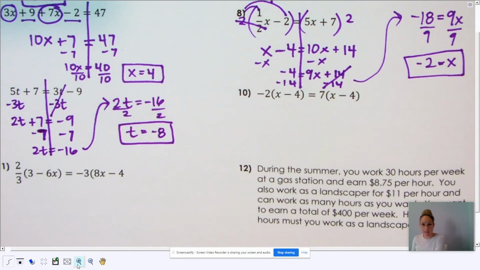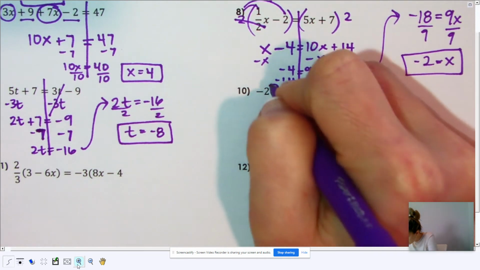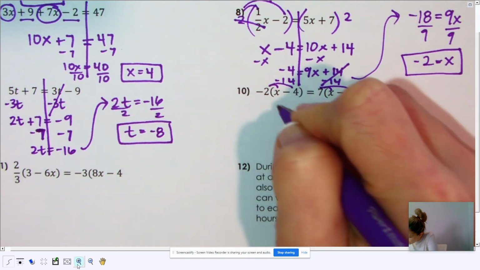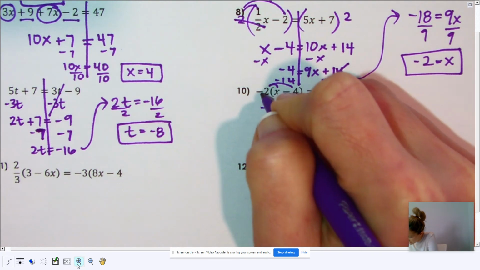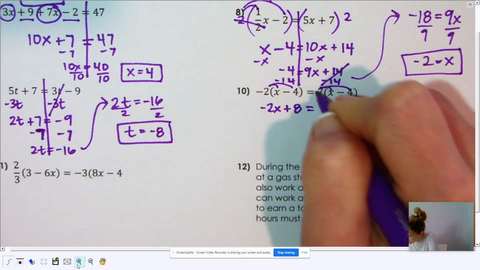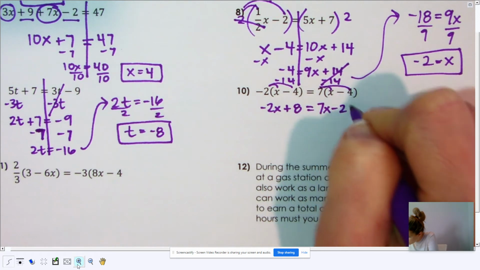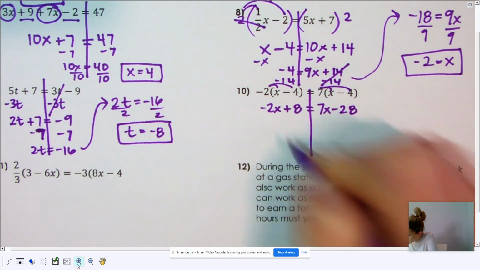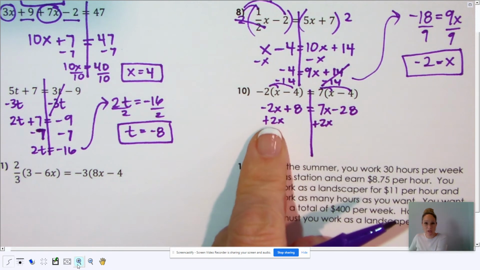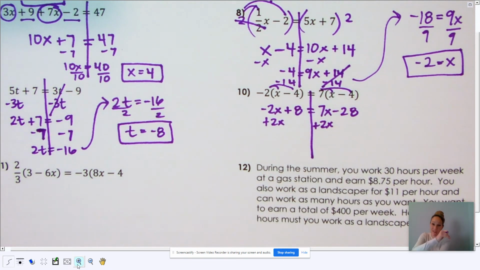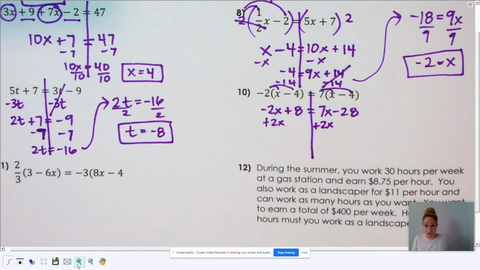Question number 10, we're going to distribute first. And so I have negative 2x plus 8, because remember, a negative times a negative is a positive, equals 7x minus 28. And so I'm going to add the 2x on both sides because I like to move whichever one is smaller. Some people like to keep everything on the left. I like to just move whichever one is smaller. That way everything stays positive.